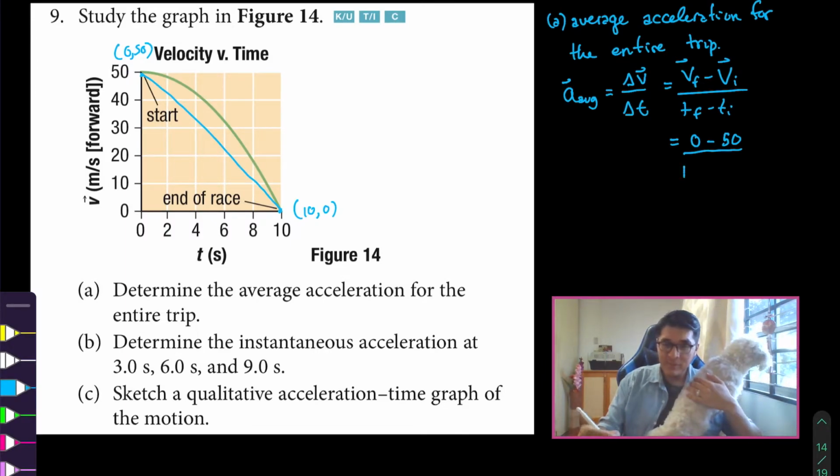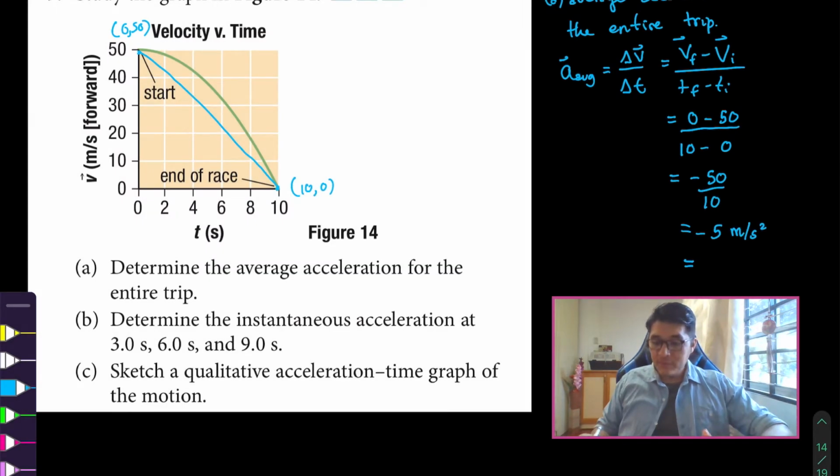Alright, the final time in this case was at the 10-second point, and the initial time was at 0. So in this case we have negative 50 divided by 10, so this would be negative 5 meters per second squared. The negative indicates that the direction is backwards, because in our graph forward was associated with positive, so negative would be backwards. So we could write this as 5 meters per second squared backward. And that's our average acceleration during the entire trip.